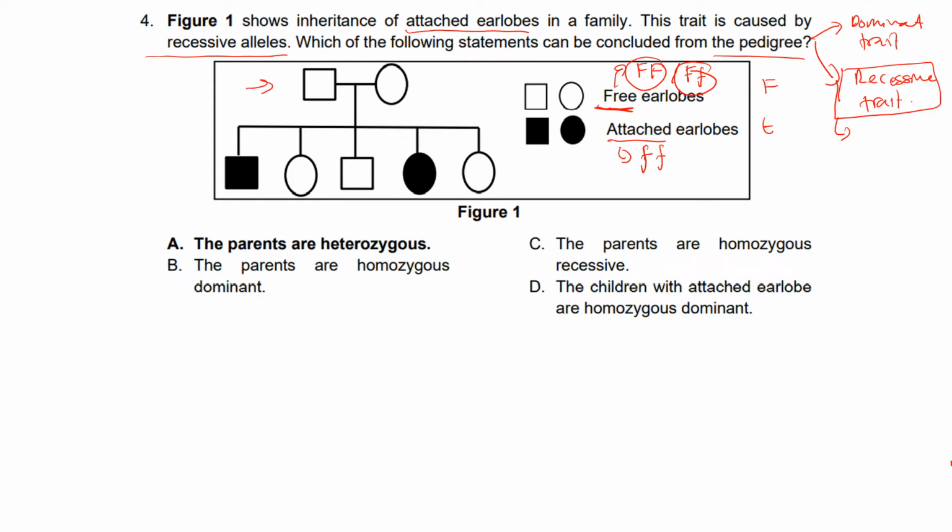If you look at the parents in the parental generation, they show free earlobes, but they could either be homozygous dominant or heterozygous. But if you look at the offspring, the F1 generation, they express the phenotype of attached earlobe, so the genotype will be small f, small f. So obviously the parents have to be heterozygous.